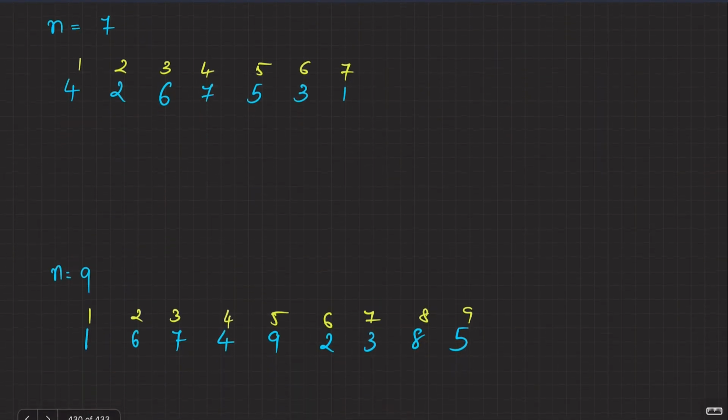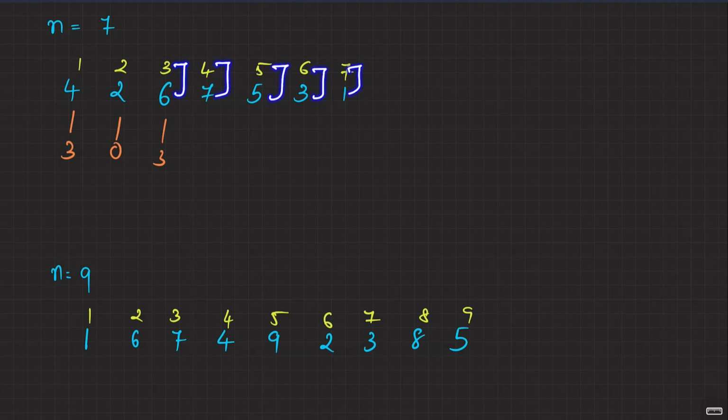So n equals to 7. Okay, so how far is 4 from its correct position? Right now it's at position 1, but it should be at 4. So 3. How far is 2? 2 is at its correct position, so just 0. So how far is 6 from its correct position? 3. Okay. How far is 7 from its correct position? Basically 7 minus 4. I'm just subtracting the index from the value and taking the absolute value, right? So that's what I'm doing.